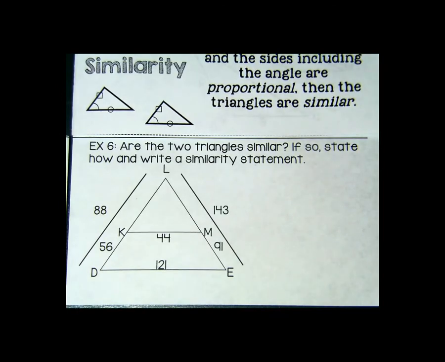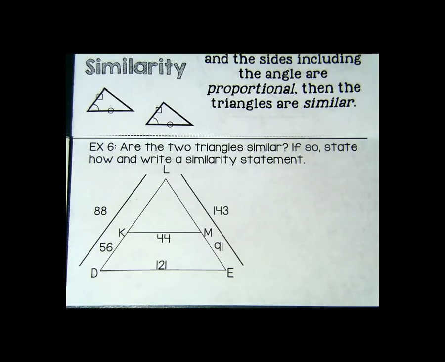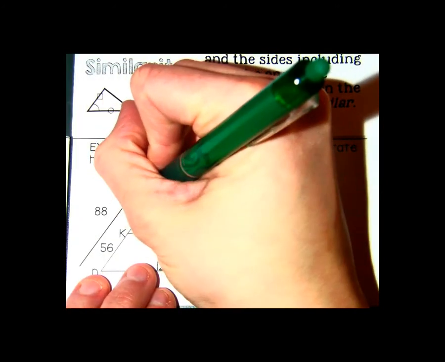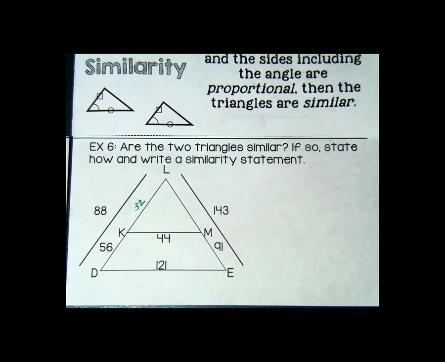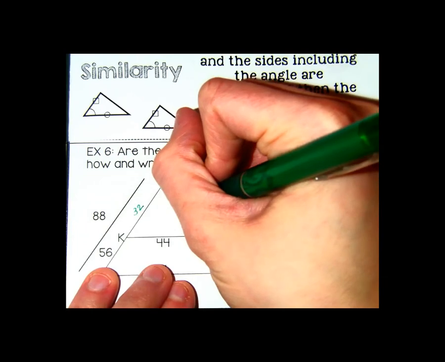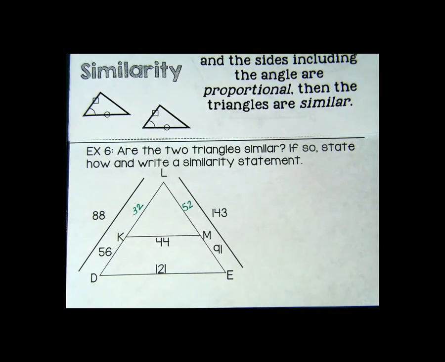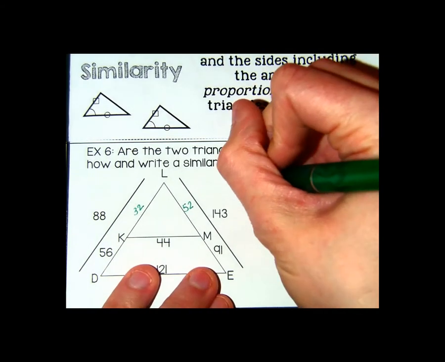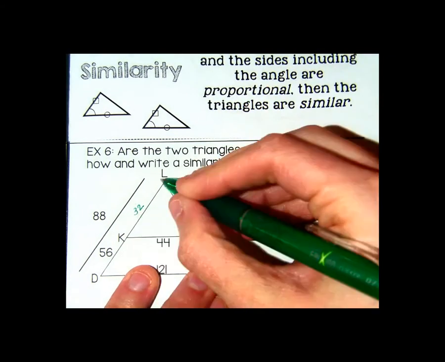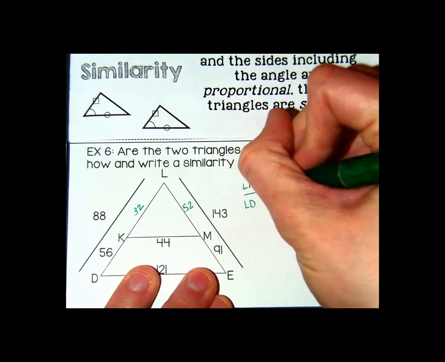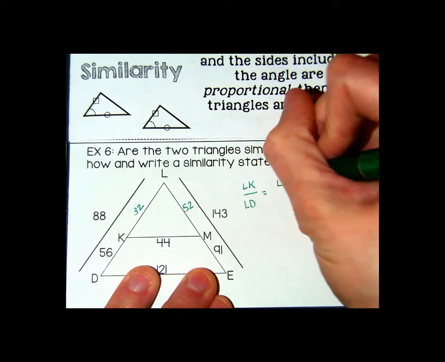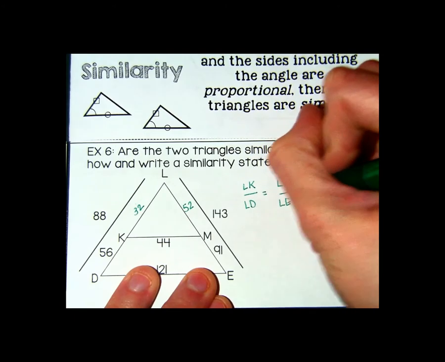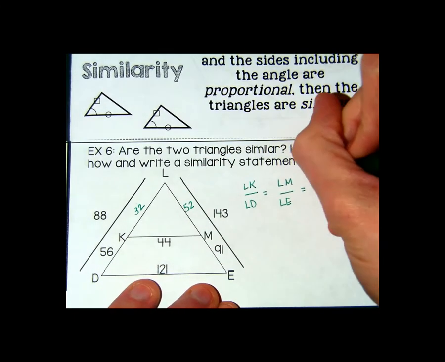Alright, before we can start, we need the side lengths of this triangle. So to do that, we're going to do 88 minus 56. We're going to get 32. And 143 minus 91 is 52. Alright, something that's nice about this one is the orientation is the same. So we're going to be comparing LK to LD, LM to LE, and KM to DM.